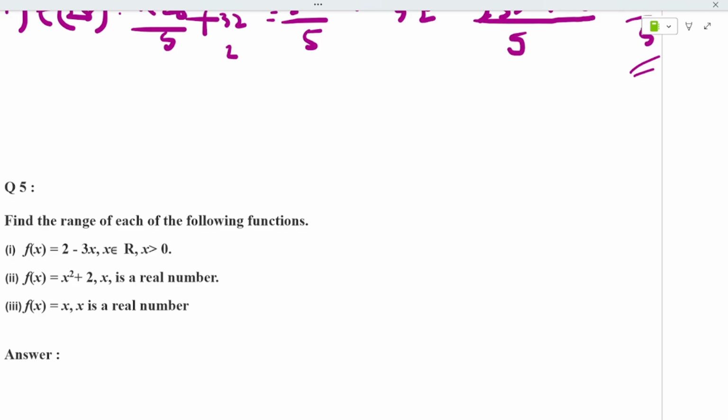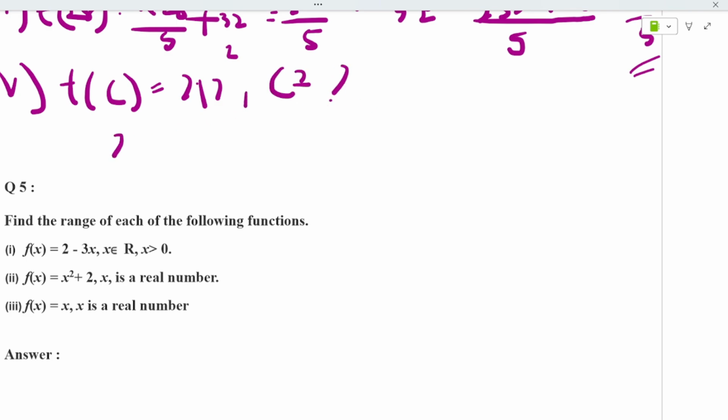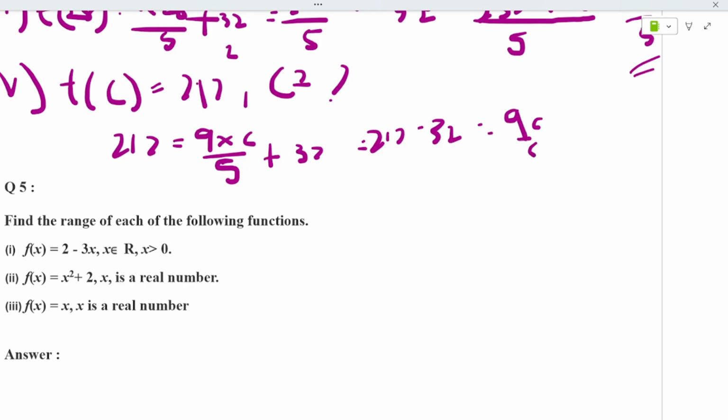See, they have given for the fourth question T of C is equal to 212, and C is equal to question mark is what they have asked. Okay. 212 is equal to 9 into C divided by 5 plus 32, these are the steps you have to follow. Now, if you have to solve this easily, you better take 32 to the left hand side so that only the C part will be remaining. It will be 212 minus 32 equals 9C divided by 5. 212 minus 32 will give you 180. 180 is equal to 9C divided by 5.